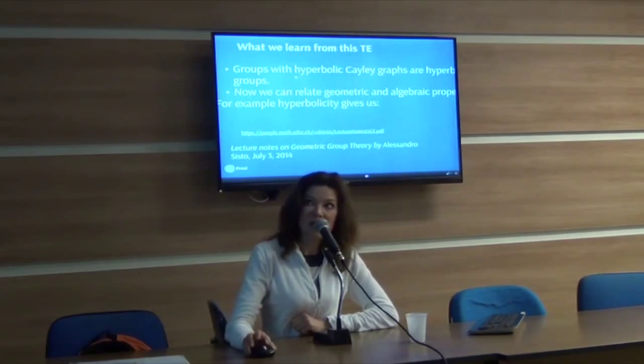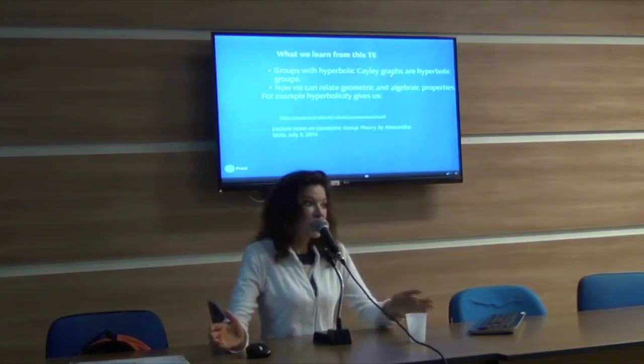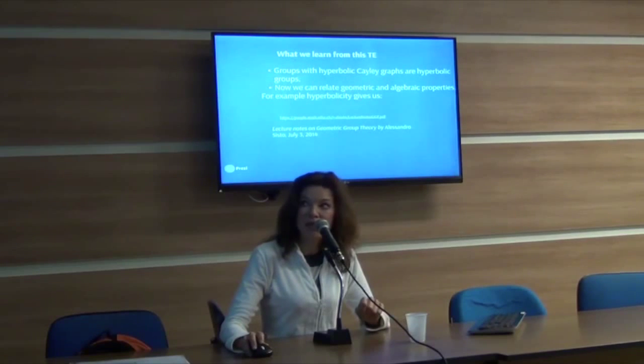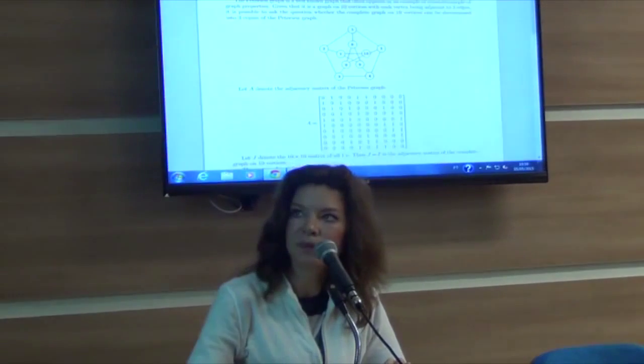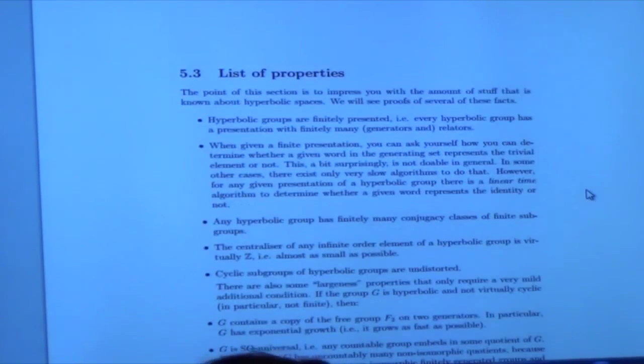Concerning hyperbolicity, for example, we can see that groups with hyperbolic Cayley graphs are hyperbolic groups. And now we can relate geometric and algebraic properties. For example, hyperbolicity gives us quite a list of properties. Let me show you. Okay, this is a list of properties. How to zoom in? I cannot zoom in here.